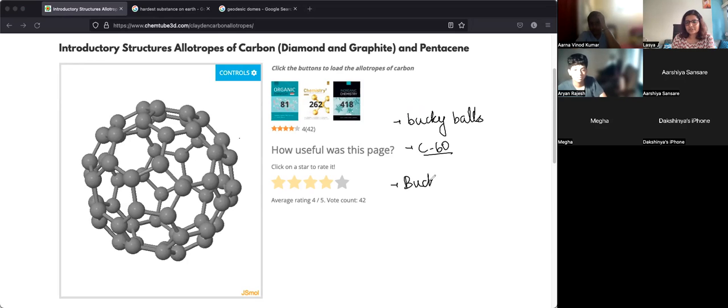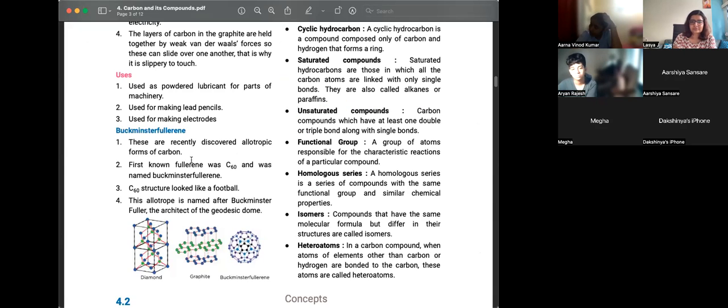So the name Buckminster fullerene actually comes from a person's name. I'll just show the chapter notes. These are written there. Yeah. So the allotrope is named after Buckminster Fuller. This is the name of a person who is an architect. He has nothing to do with chemistry.